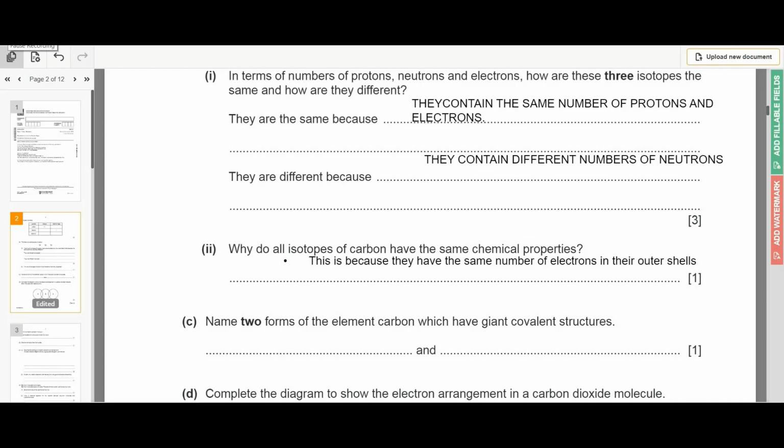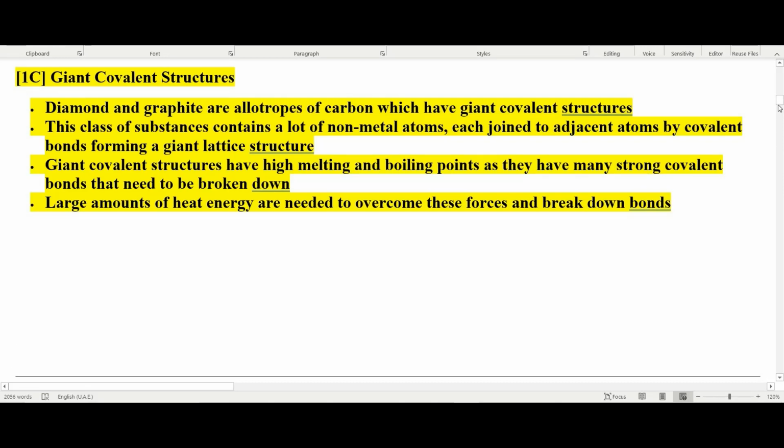So if you are familiar with the concept of macromolecules, this question would be super easy for you. We are already familiar with the concept of giant covalent structures, and you already know that diamond and graphite are allotropes of carbon which have giant covalent structures. So we are focusing on the first point here. What are allotropes? Allotropes are different forms of the same element. So carbon is that element, and we have different forms. The two different forms are diamond and graphite.